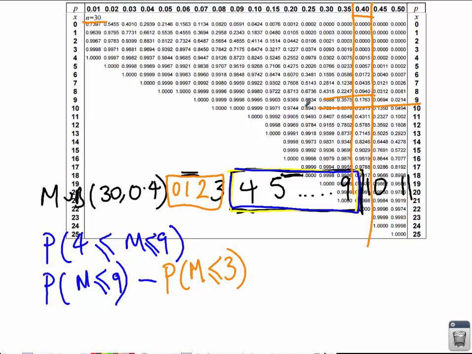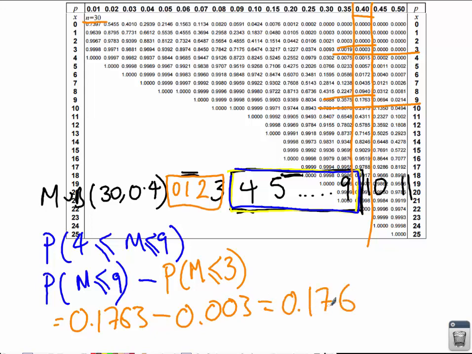And that number is 0.1763, minus the probability of less than or equal to 3, which is 0.003. And if we do that subtraction, we get 0.176. And we don't need to round that to anything because that's already three significant figures.